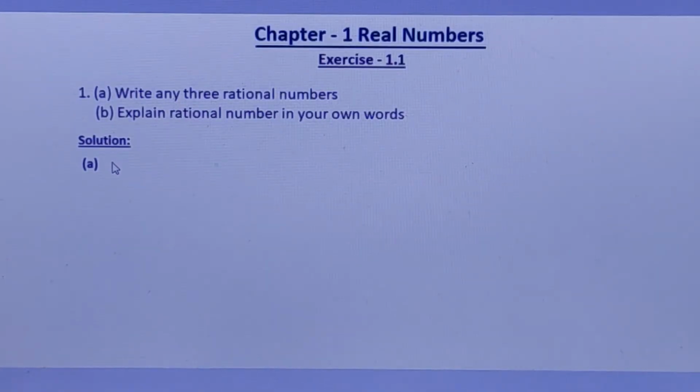Solution to the A bit, we have to write any three rational numbers. We know that a rational number is of the form p by q. So I can write 5 by 2. Right? One more number, minus 27 by 4, and one more number, 1012 by 100.